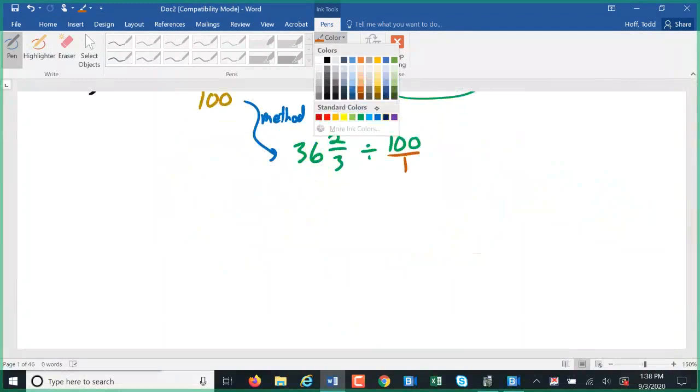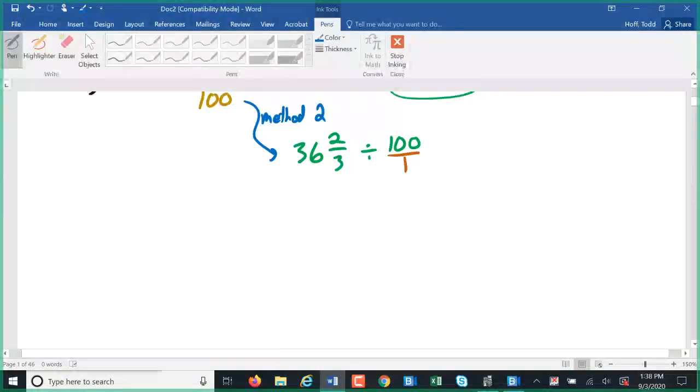Now I have to do two things here. I have to make that improper fractions rather than mixed numbers. So 36 times 3 is 108, plus 2 is 110 over 3. And I have to change it to multiplying by the reciprocal. So times, instead of 100 over 1, it's 1 over 100.